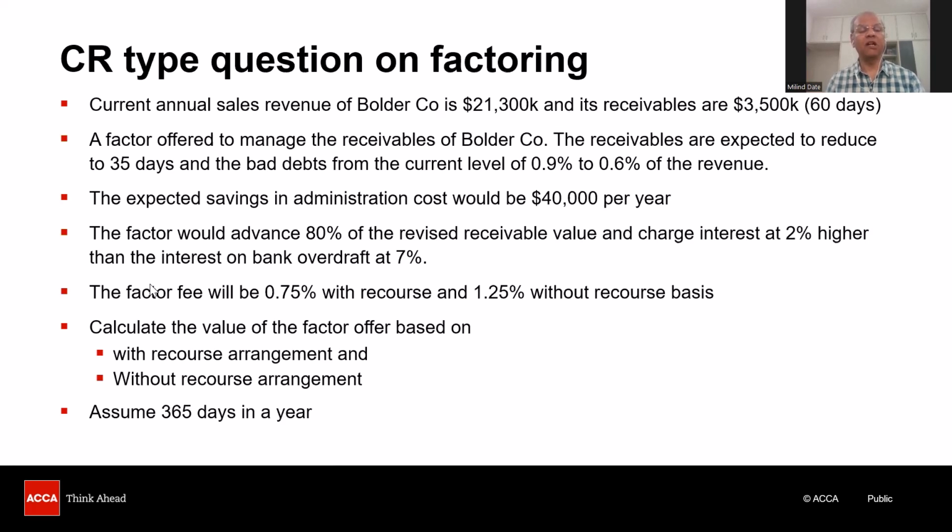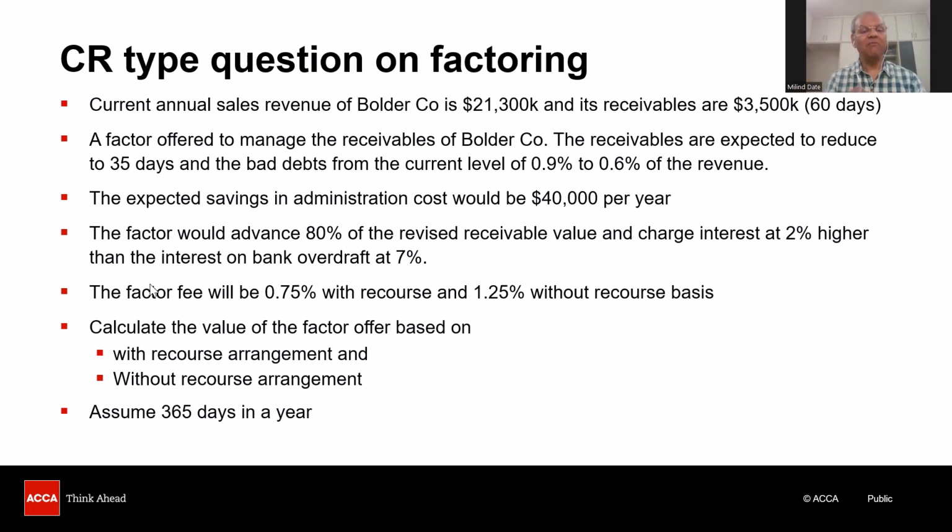Bad debts from the current level of 0.9% of the sales to 0.6%. So there will be benefit in terms of bad debts. Expected saving in administration costs, that's also given to you, $40,000 per year. Now, these were benefits. Reduction in receivables will lead to reduction in the interest cost, which would be paid to bank otherwise. Reduction in bad debts will reduce the cost to the company, and administration cost also will result in savings. So these three were savings.